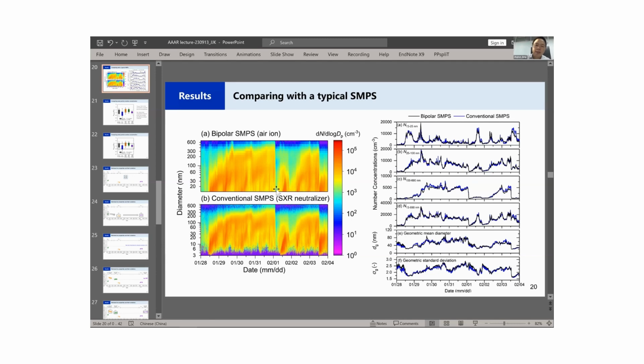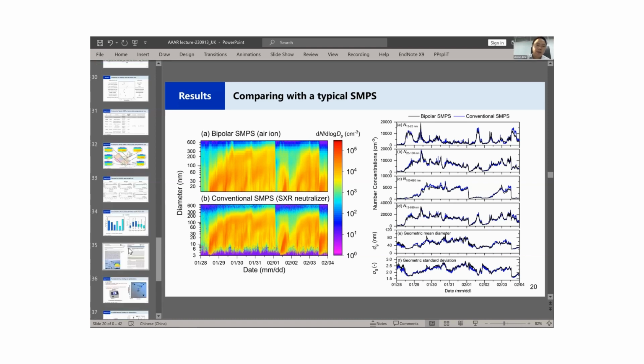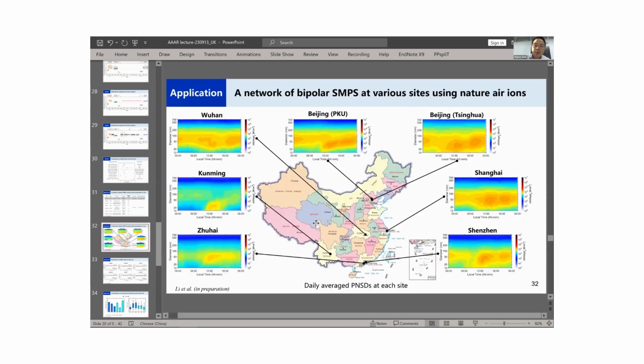That's the case in Beijing, where the new particle formation rates are much higher than in a typical weak environment. However, in the ongoing study I'm showing here, in Kunming and Zhuhai and several other places, the new particle formation events are relatively weak compared to Beijing or Wuhan. We can dig in more on these events. But on the other hand, as I mentioned, most likely they will have more influence on smaller particles, in the nanometer size range.